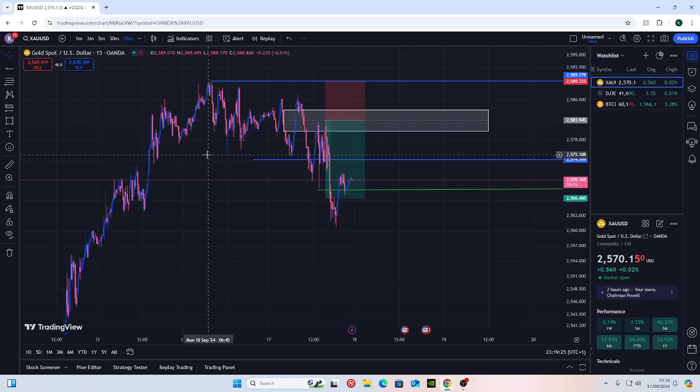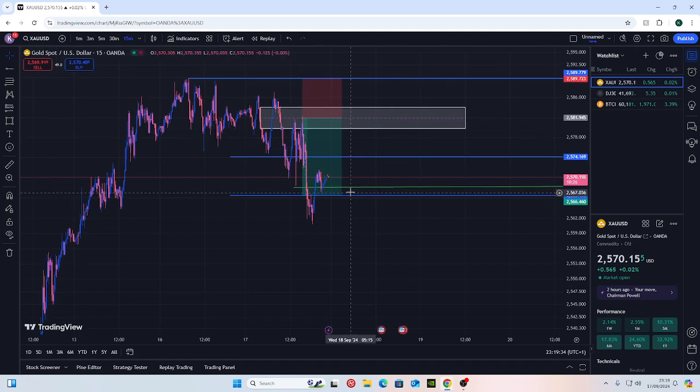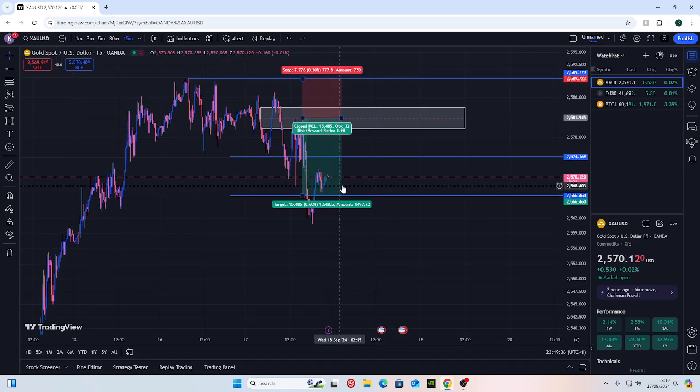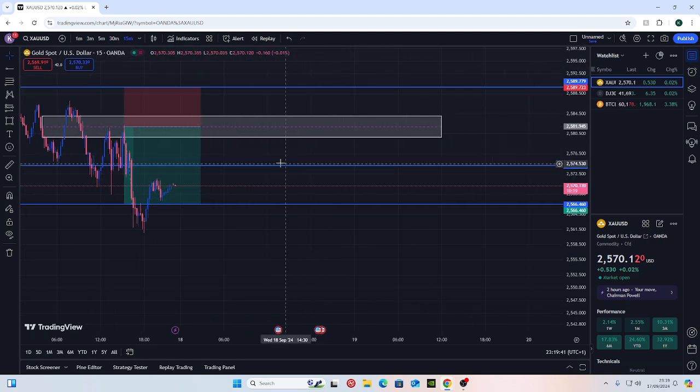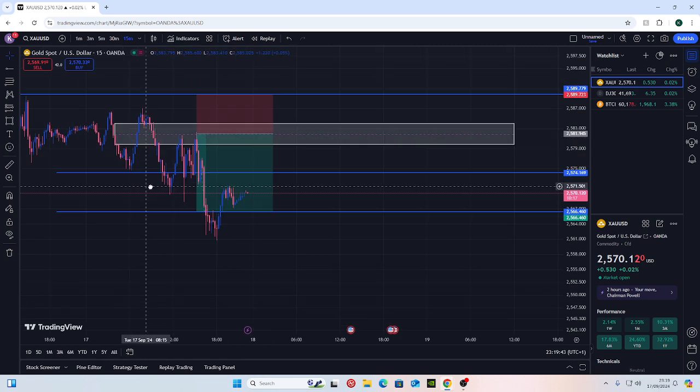Like I say, use smaller lot sizes on this because again, it is going to be a little bit riskier. So I mean, look at that. That literally would have taken you how many minutes?